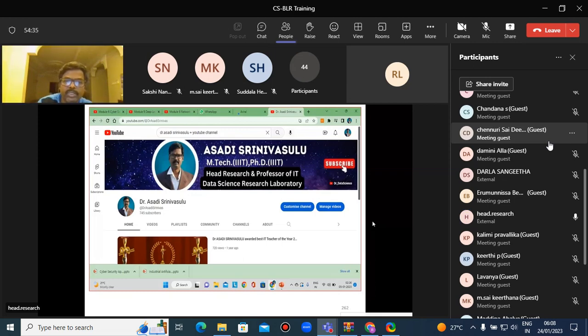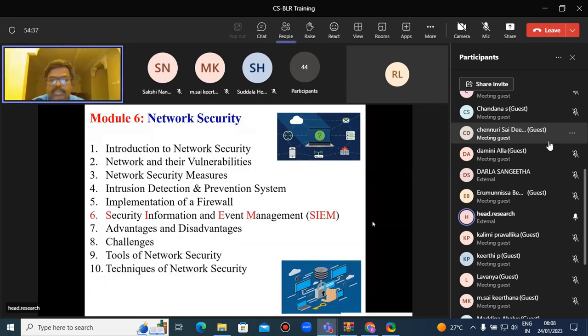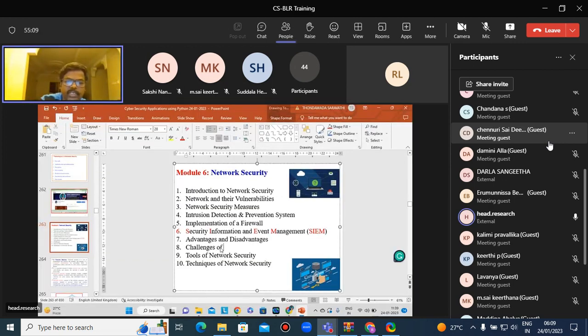Then the sixth module is network security. Introduction to network security, network and their vulnerabilities, network security measures, intrusion detection and prevention system, implementation of a firewall, security information and event management, advantages and disadvantages, challenges of network security, tools of network security and the techniques of network security.